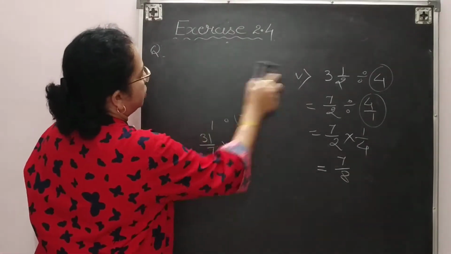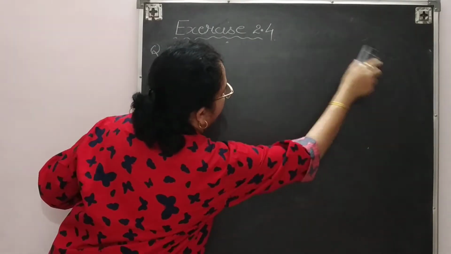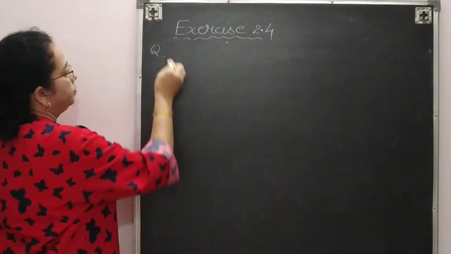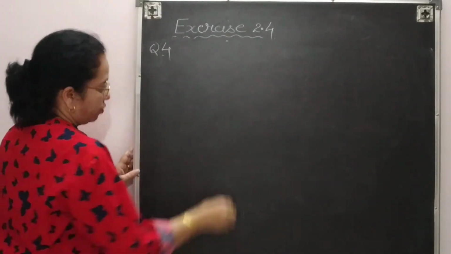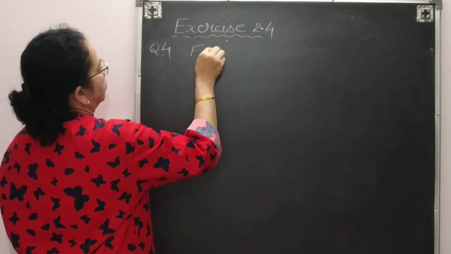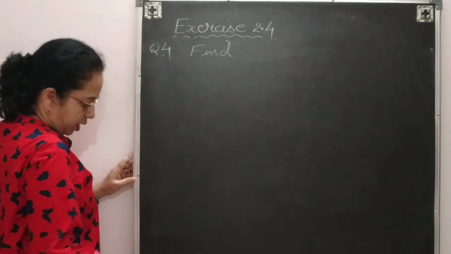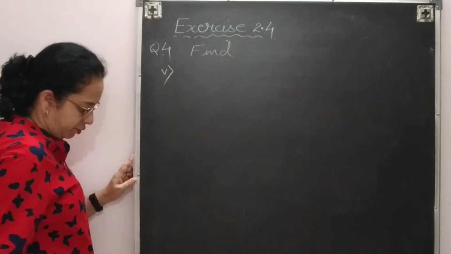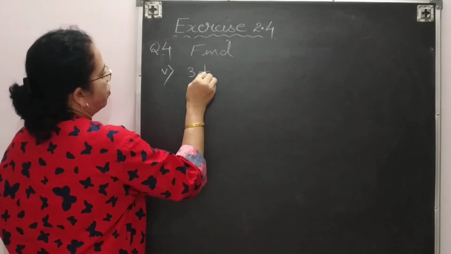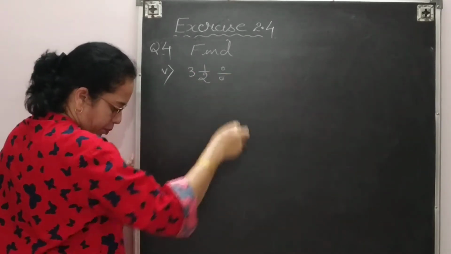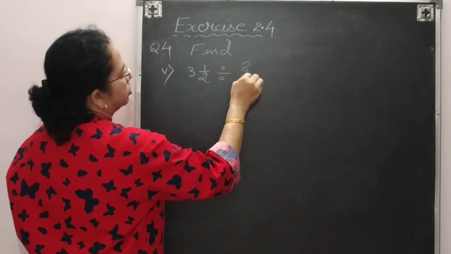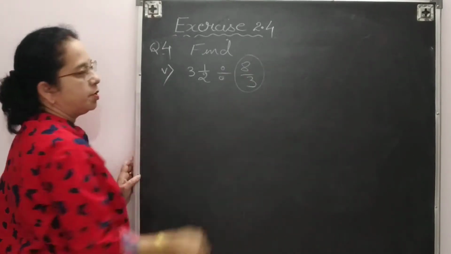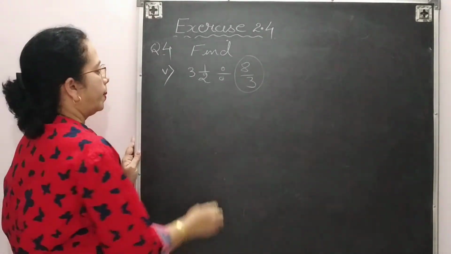Now the last question is again find. That is question number 4. Find. Okay. So let us start with the fifth sum. 3 is to 1 by 2 divided by 8 upon 3. So again we will take the reciprocal of 8 upon 3.